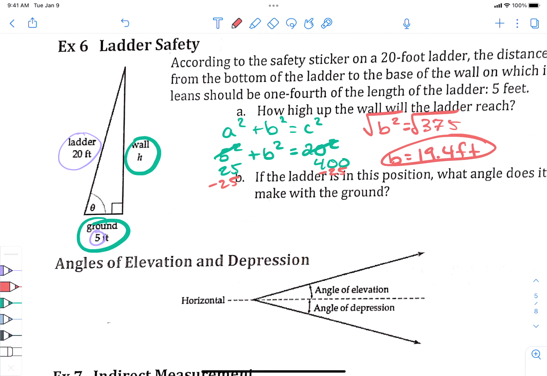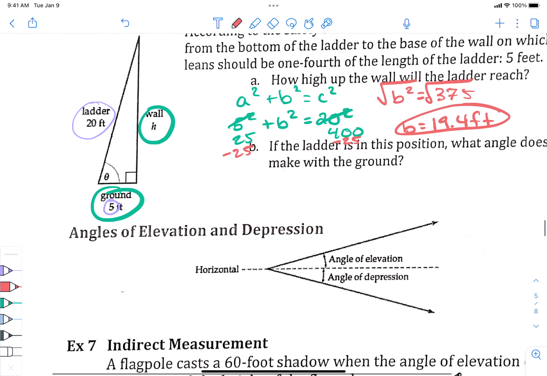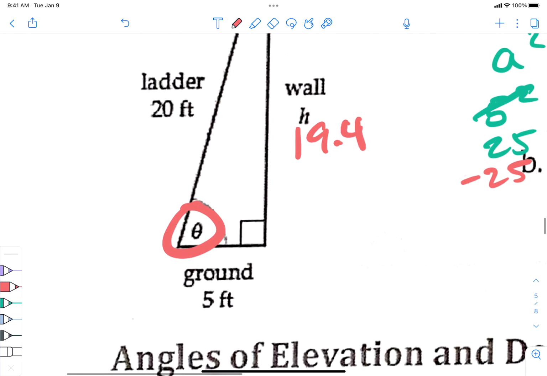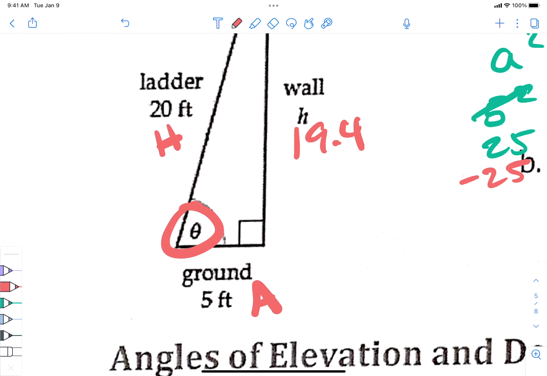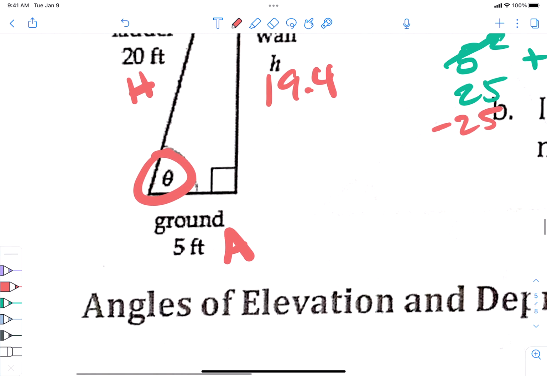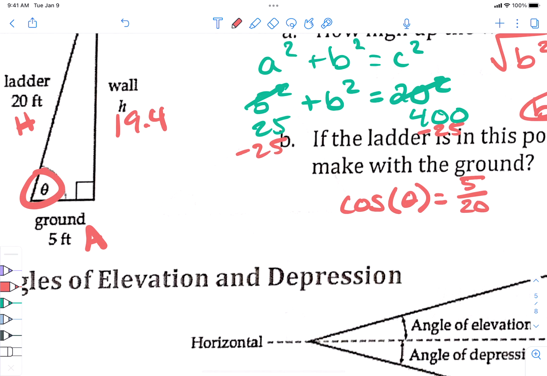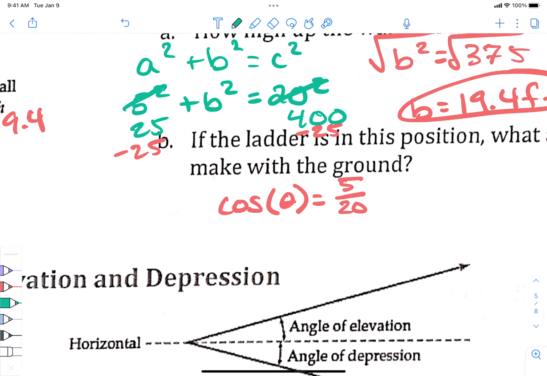If the ladder is in this position, what angle does it make with the ground? So we are solving for theta. We know that this is 19.4, and we want to solve for theta. But which two sides do you use? We're not going to use the 19.4 because that's rounded. We're going to use the adjacent and the hypotenuse like Rachel said, because 5 and 20 were given to us. We know those exactly. So which trig function do we use? Cosine. Cosine of theta equals adjacent over hypotenuse. And we do the inverse, so inverse cosine.